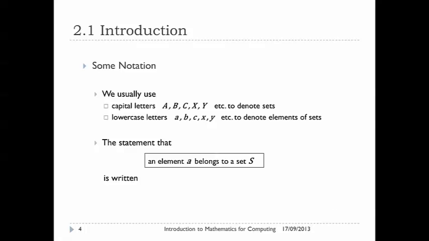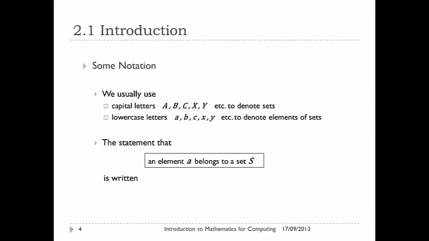Let's continue and have a look at some of the notation that we use when we're dealing with sets. So we usually use capital letters to denote the actual sets themselves. You can think of these capital letters as being an alias for the set, a name that we're putting on the set. And typically we could use lowercase letters to denote the actual elements of the set. So the lowercase letters represent the elements of the set. So perhaps A represents a person, B perhaps might represent a number, and so on.